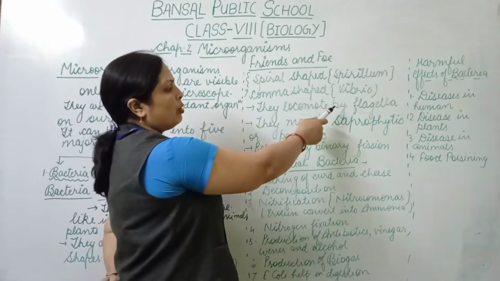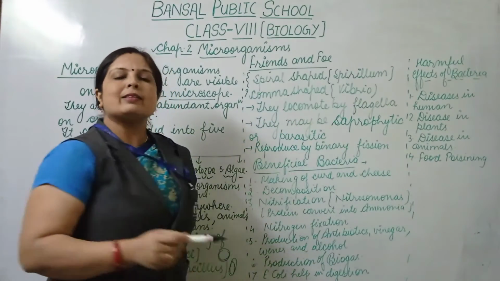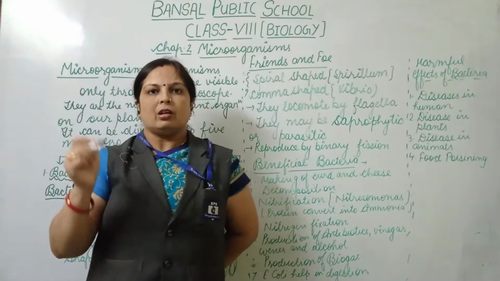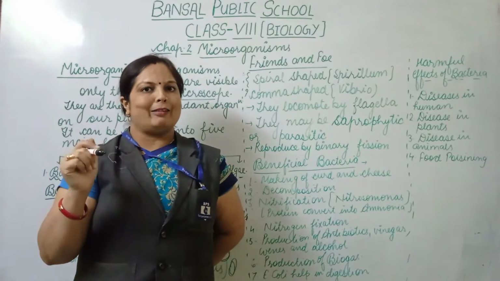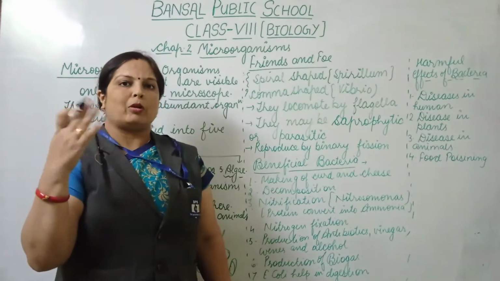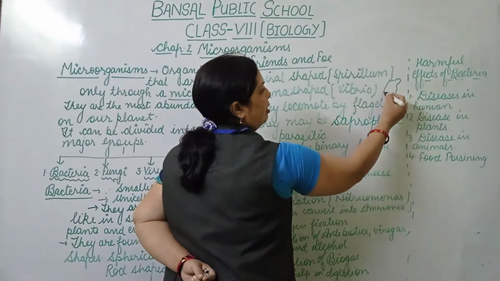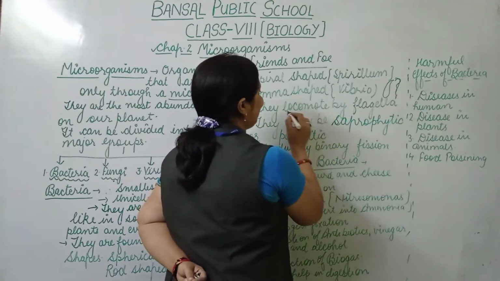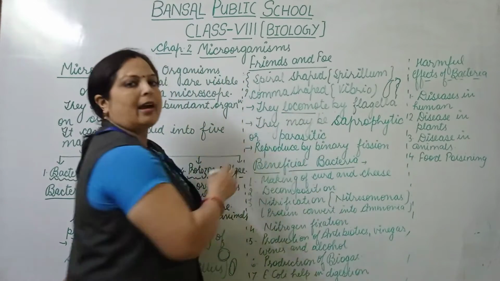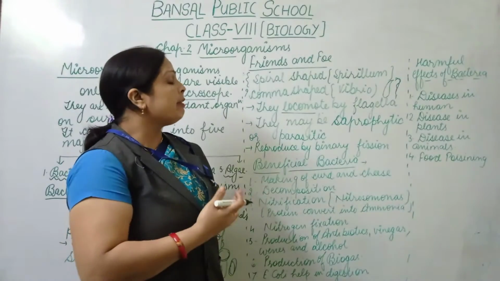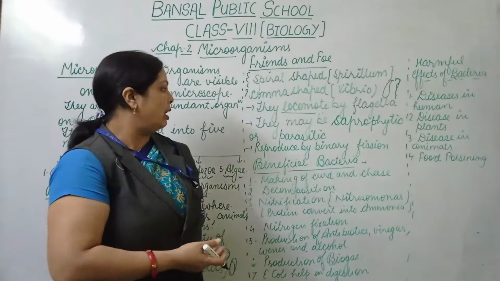Bacteria locomote by flagella. Flagella are whip-like structures which may be present singly, or in double or triple. This is the flagella. So flagella is a whip-like structure which helps in locomotion. In short, bacteria locomote by flagella.